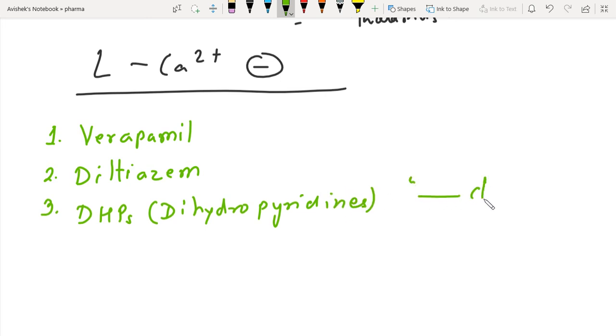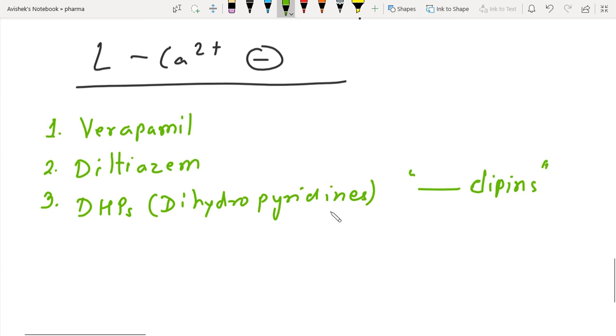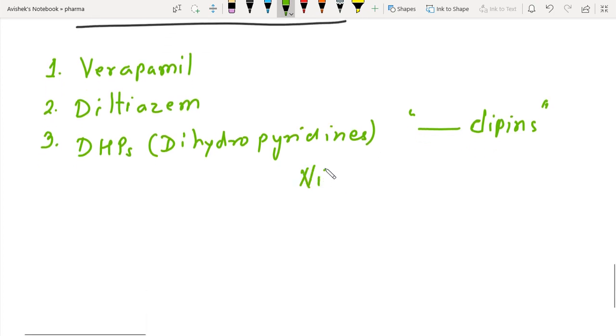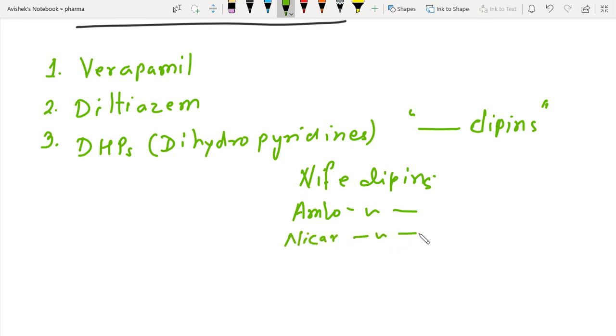This ends with dipine. All the drugs which end with dipine: nifedipine, amlodipine, nicardipine and clevidipine.